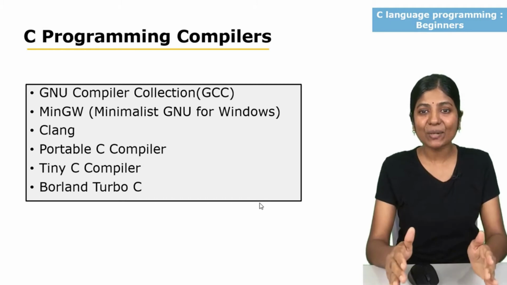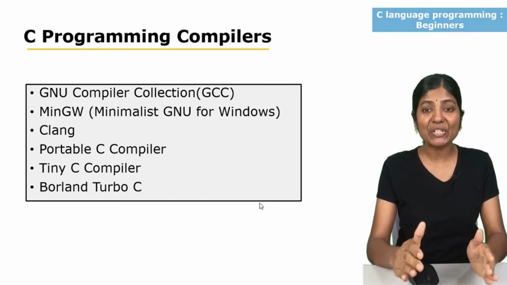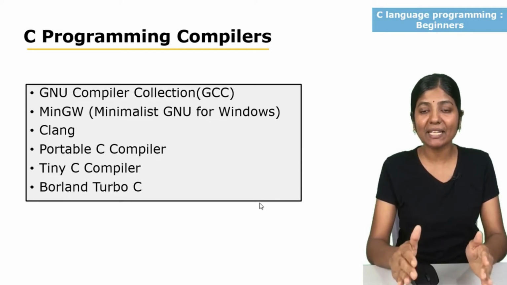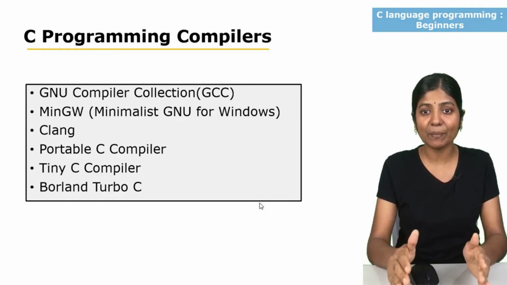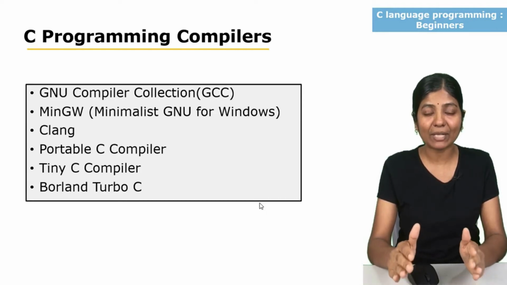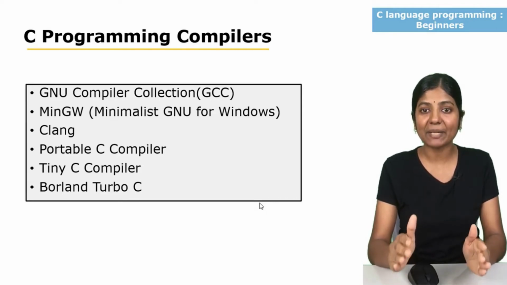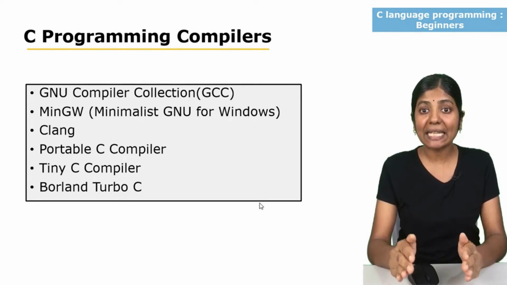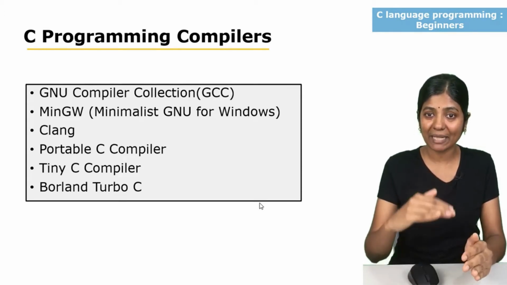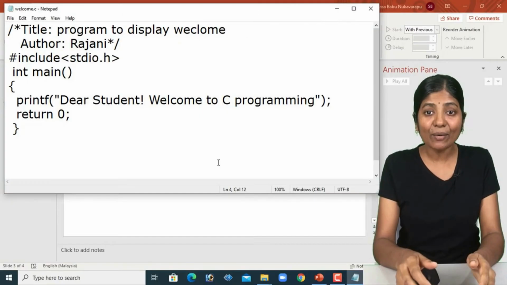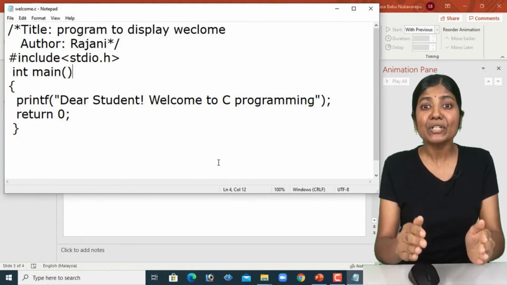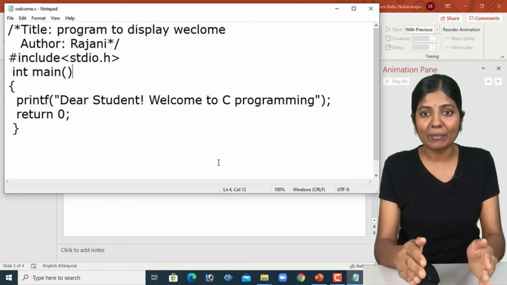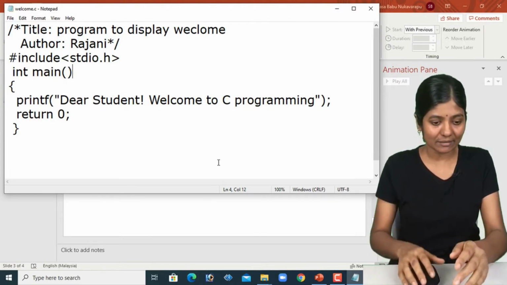I already installed the GCC compiler on my machine, which is MinGW, because I am running on the Windows operating system. For the installation and setup process of the MinGW compiler, I created a separate video and put the link in the description box below this video. Please check. Now, let's compile this program. To compile this program, we should go to command prompt. Let's go to command prompt.